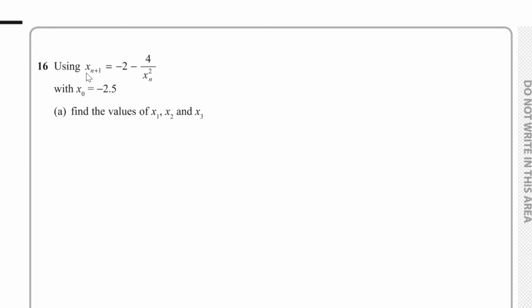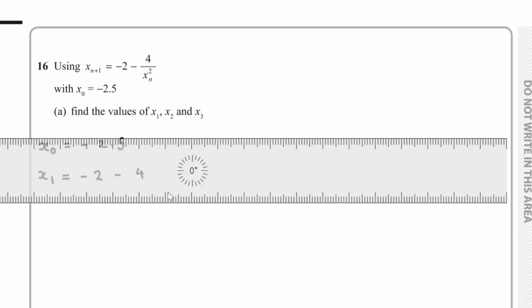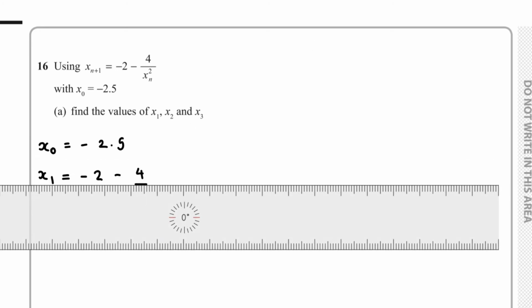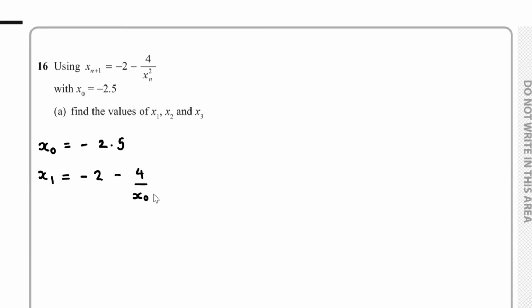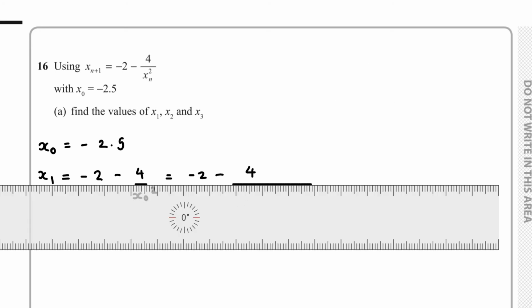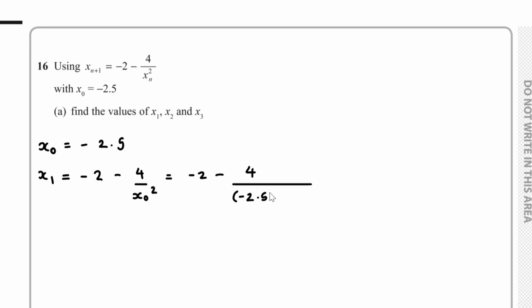Question 16. Using x n plus 1 equals minus 2 minus 4 over x n squared, with x0 equaling minus 2.5, we have to find the values of x1, x2 and x3. So we will begin with x0 equaling minus 2.5. x1 is equal to minus 2 minus 4 over x0 squared. So here we've got minus 2 minus 4 over minus 2.5 squared.